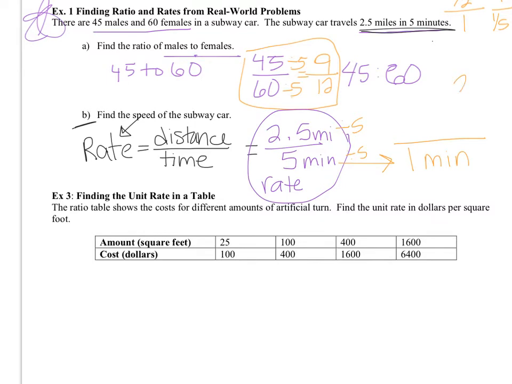And then we've got to take the 2.5 divided by 5, decimal floating to the surface. 5 goes into 2, and 5 goes into 25 5 times. So it takes us about half a mile every 1 minute. So that is our unit rate because our denominator is 1.